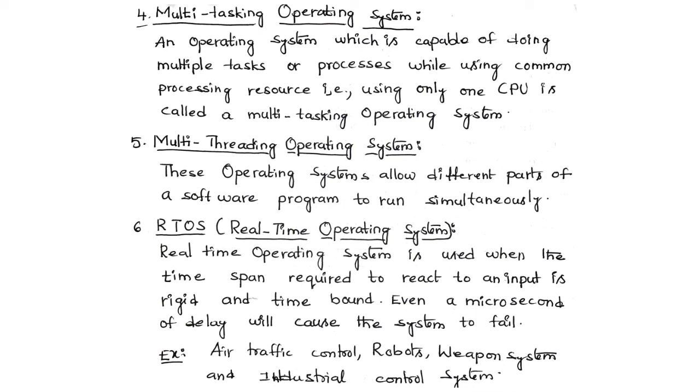Now, come to the fifth one, multi-threading operating system. These operating systems allow different parts of a software program to run simultaneously. Means the features of multi-threading can delay the execution response of certain process.